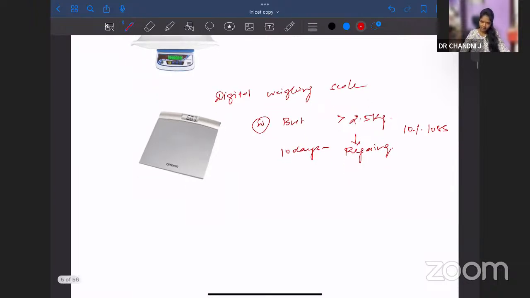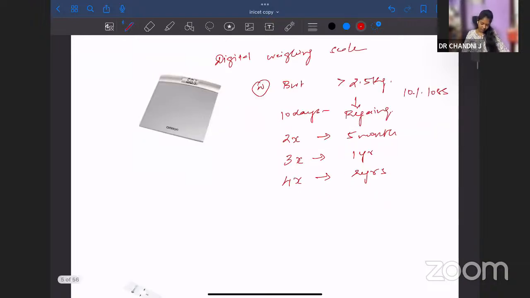Then what happens after that? The baby will start increasing weight. Okay. So, baby doubles birth weight by 5 months. By 5 months, the baby would have doubled its birth weight. Triples the birth weight by 1 year. Quadruples the birth weight by 2 years. Okay. So, this is important. Doubles 5 months, triples 1 year and quadruples by 2 years. This is regarding the weight of the child.